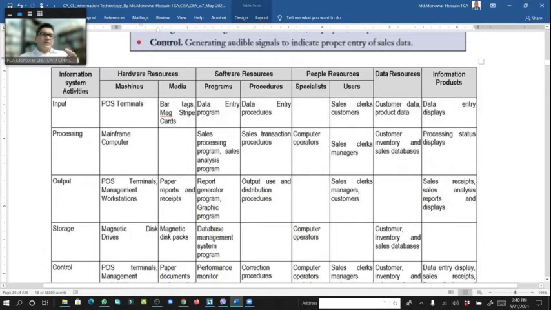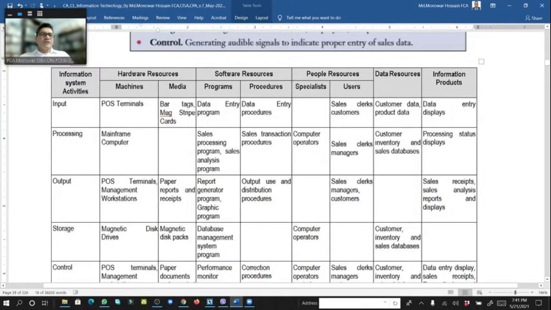Storage. Another information system activity is storage. For this storage, hardware resource machine uses magnetic disk device, hardware resource media uses magnetic disk pack, and software resource program uses database management system program. And people resource is the specialist computer operator, data resource, customer, inventory, and sales database.